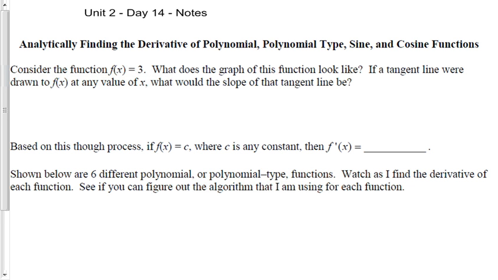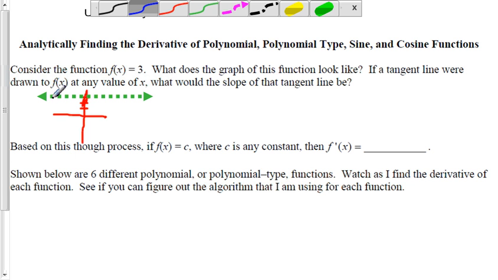It's a constant function. What does the graph of this function look like? If a tangent line were drawn to f of x at any value of x, what would the slope of that tangent line be? So here I have the line in green, y equals 3. So that's what the function looks like. It's a horizontal line. And then what is the slope of any horizontal line?